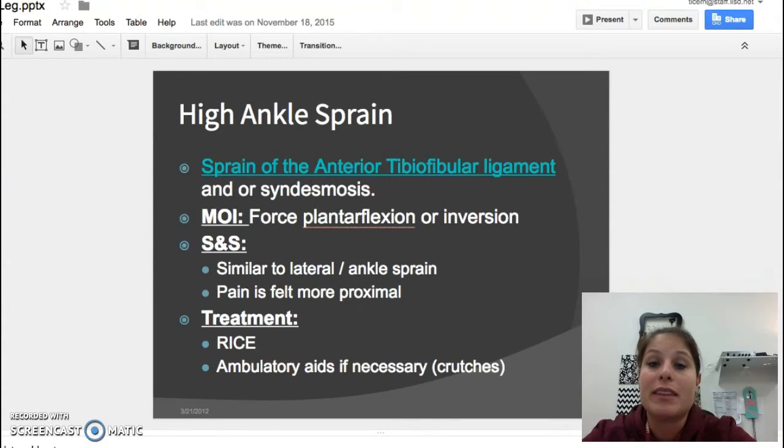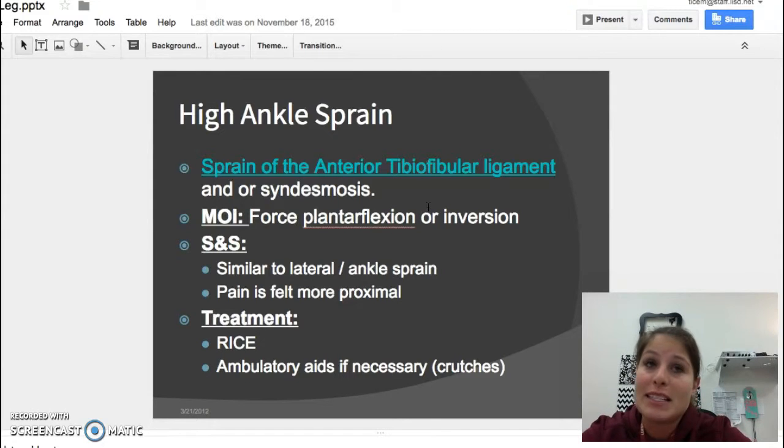Notice that it's dealing with the tibia and the fibula, not the talus and the fibula, or the tibia and the talus, or what we call the syndesmosis. The syndesmosis is a little connective tissue that runs in between the tibia and the fibula, and it just kind of helps to keep those bones together. Usually we're going to see this with forced plantar flexion, so it's usually a pretty aggressive type injury, or it can also occur with some inversion, just depending on the position of the foot.